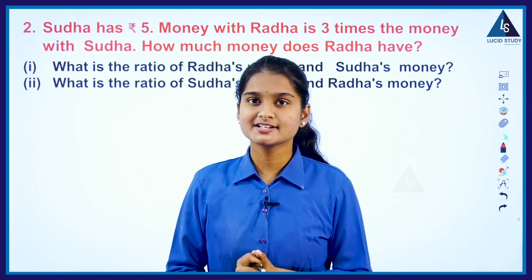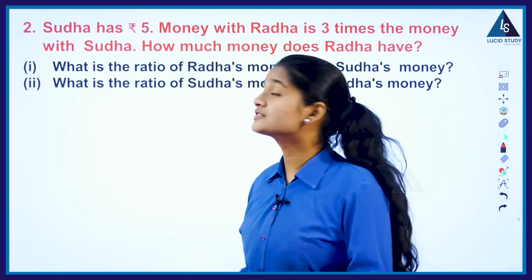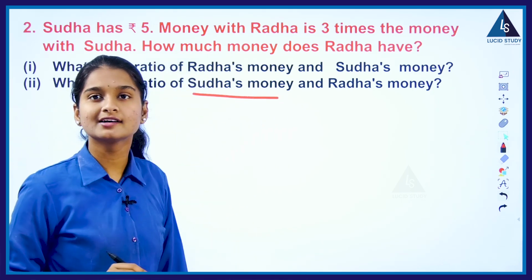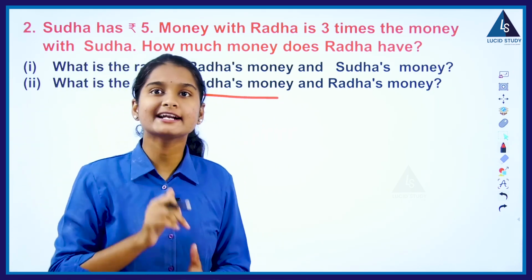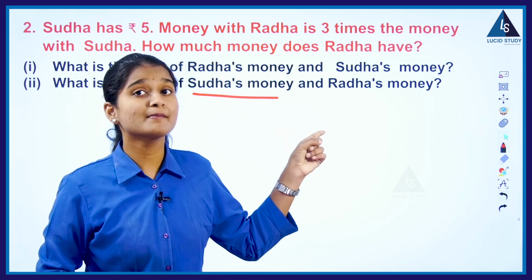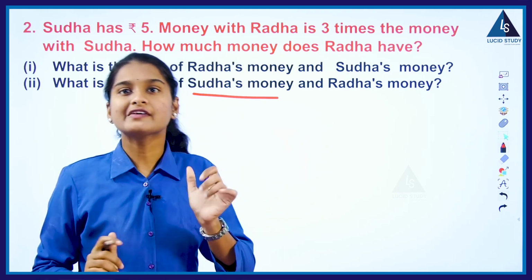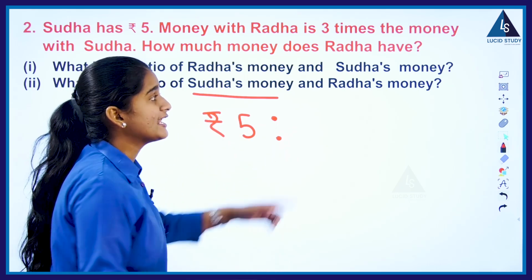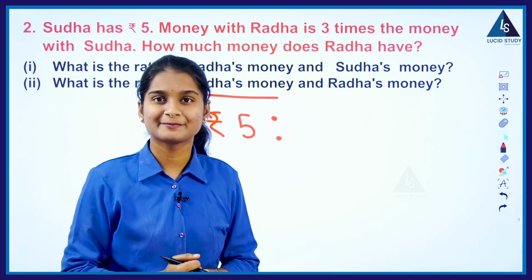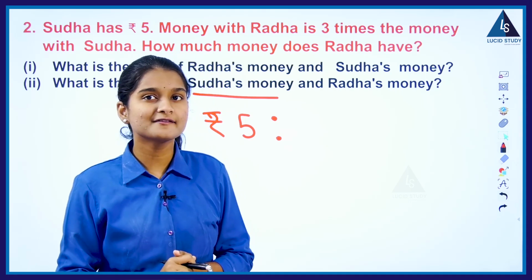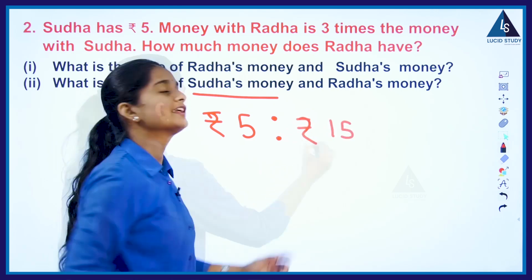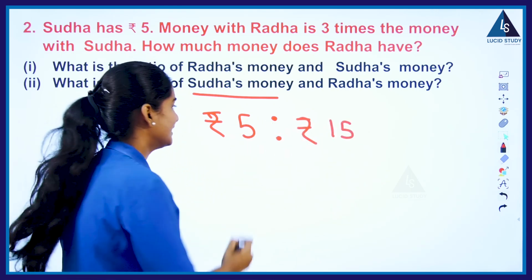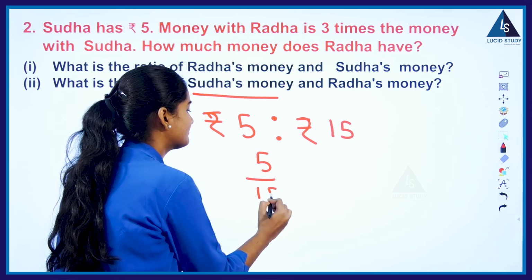Here is the second question. What is the ratio of Sudha's money and Radha's money? First, we have Sudha's money here. Therefore, Sudha's money is the antecedent. How much amount does Sudha have? 5 rupees. Therefore, rupees 5 is to, and next we have Radha's money. How much amount does Radha have? 15 rupees. Therefore, rupees 5 is to rupees 15, which is nothing but 5 by 15.